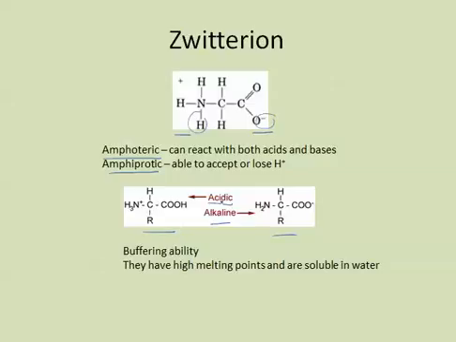So if we're in acidic solution, there's lots and lots of H+'s around, then we're going to stick an H+ on the carboxyl group. If we're in an alkali solution, there's not many H+'s, this is going to tend to deprotonate, so you can see we've lost our H+ from there. So the amino acids also have a buffering ability.